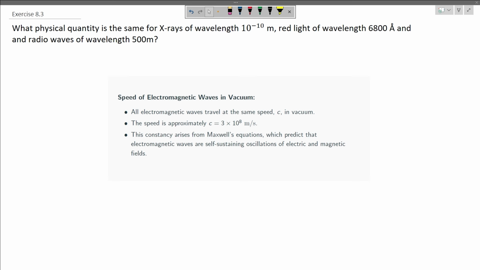The question is saying that what physical quantity is same for X-rays of wavelength 10 to the power minus 10 meter, red light of wavelength 6800 angstrom, and radio waves of wavelength 500 meter. So basically it is saying that what quantity is same for all these electromagnetic radiations. So electromagnetic radiations have the same speed, because they all travel with the same speed of approximately 3 into 10 to the power 8 meter per second.